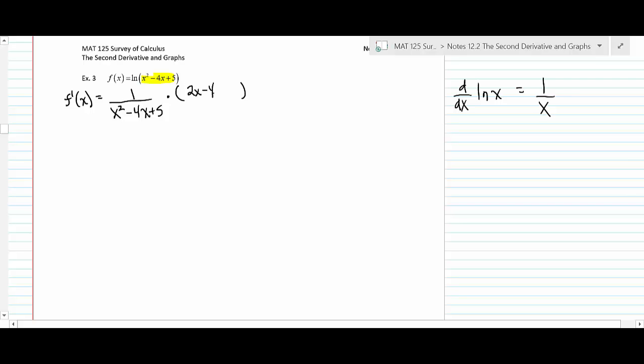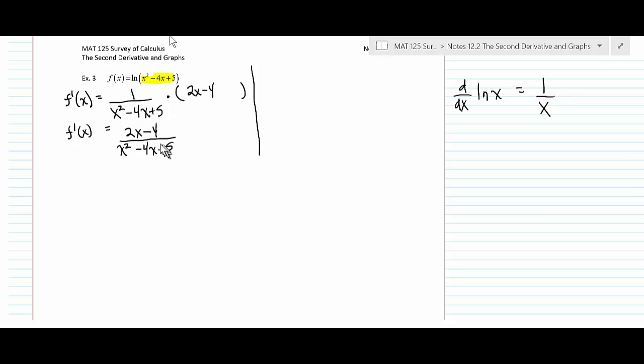2x minus 4. Good. So let's write that as f prime of x. You can factor a 2 out if you want to, but you don't have to. We will in a little bit, but not right now. Then we have x squared minus 4x plus 5. So that's our first derivative, and I'm just going to leave it like that. The bottom does not factor. It kind of looks like it would with a 5 adding up to 4, but it doesn't. I'm going to highlight that, and we'll deal with that in a minute.